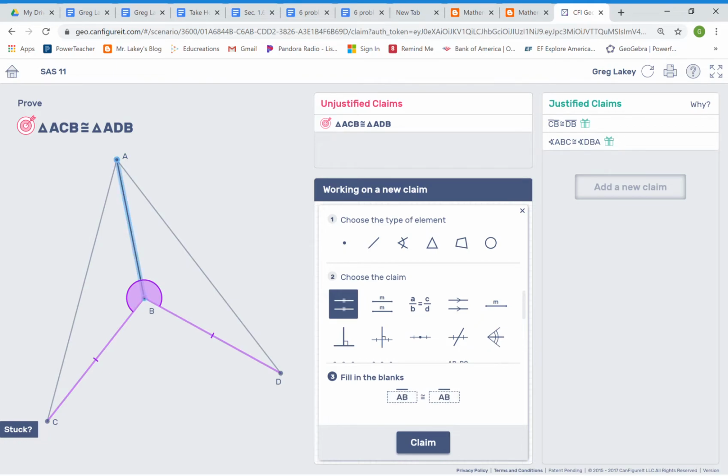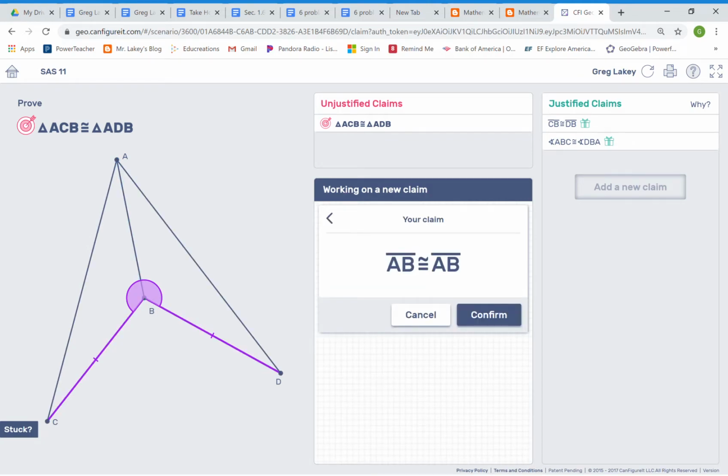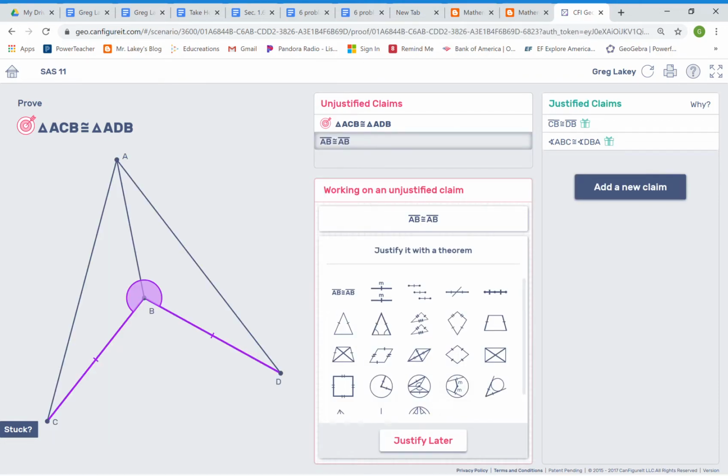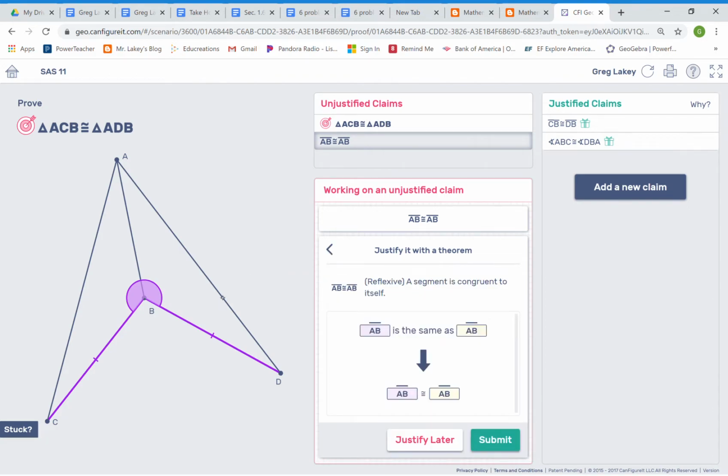I think we all know what that word is, but if not, you can always have another window open doing this problem as I do it, so you can answer some of the questions before I get there. And we know these are going to be correct, and our reason is because they are reflexive. So a segment is congruent to itself. We're going to click on that. Yes, it's the same, so they're congruent.